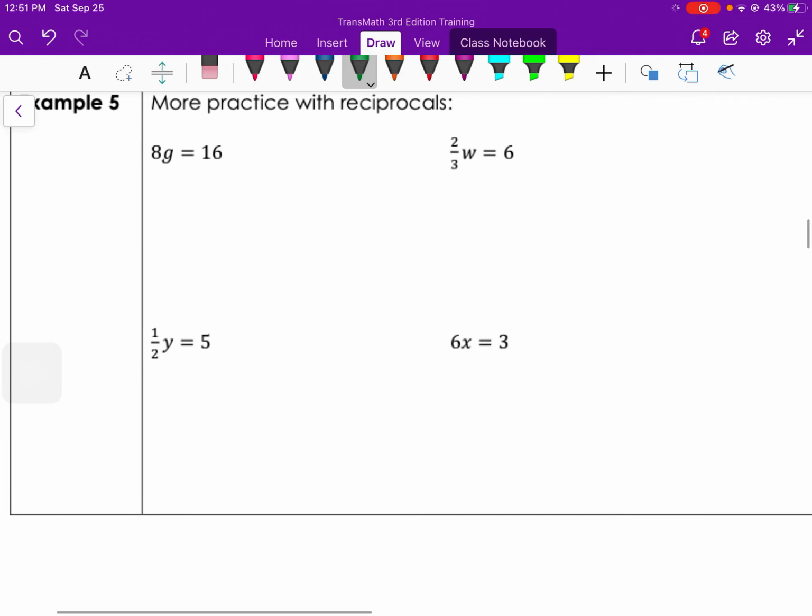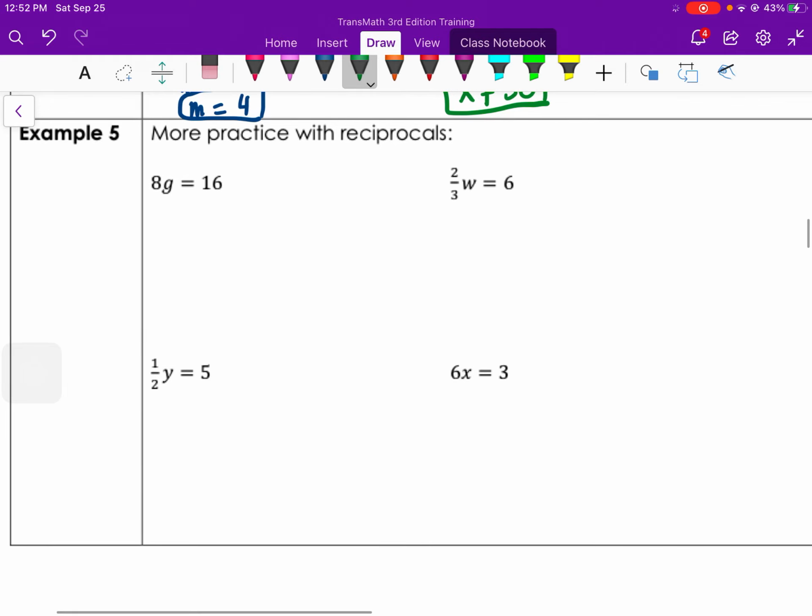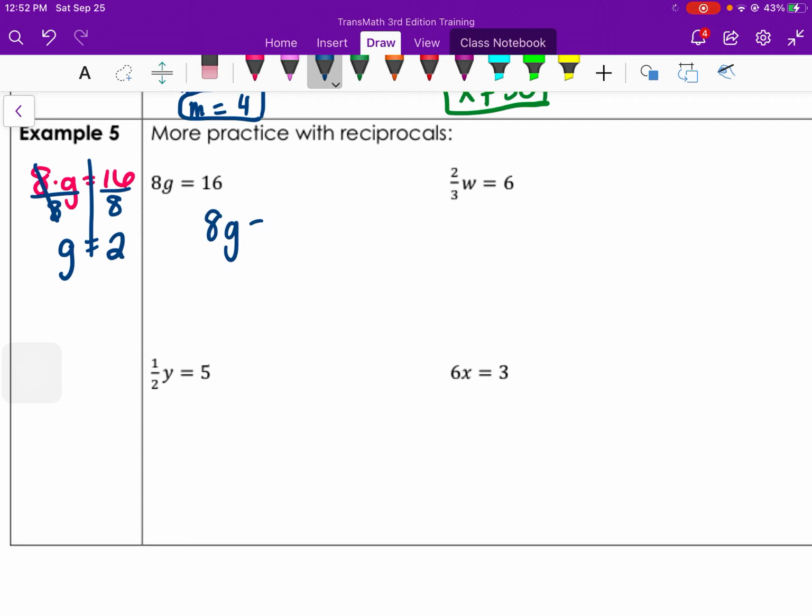All right, a couple more practicing with the reciprocals. They're a little bit harder to catch on right away. So we have 8 times g equals 16. So our inverse operation of multiplication is division. We're going to divide both sides of this equation by 8 because 8 divided by 8 is going to give me just a g. Then 16 divided by 8 is going to give me 2. The other way to think about that is with that reciprocal idea. It's the same thing though. You have 8 over 1, 16 over 1. So multiply by the reciprocal, which is 1 over 8, 1 over 8.